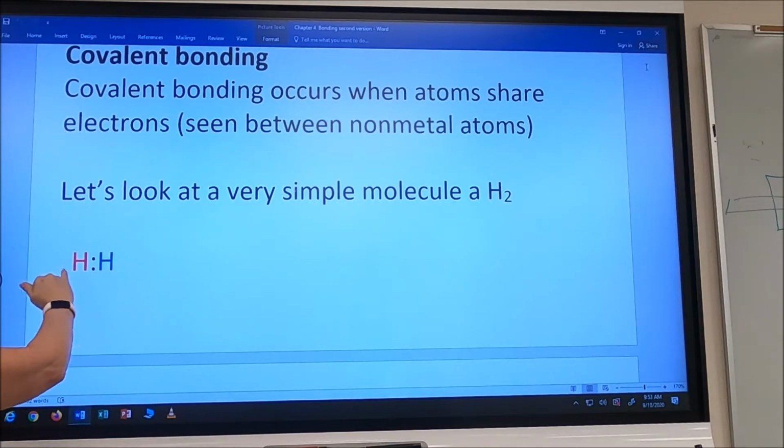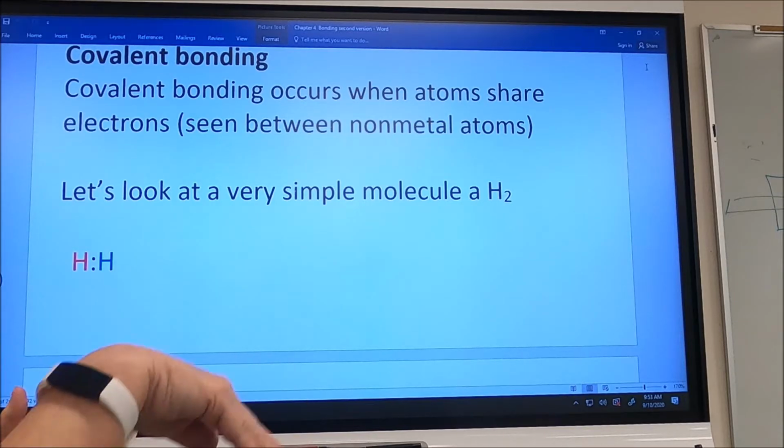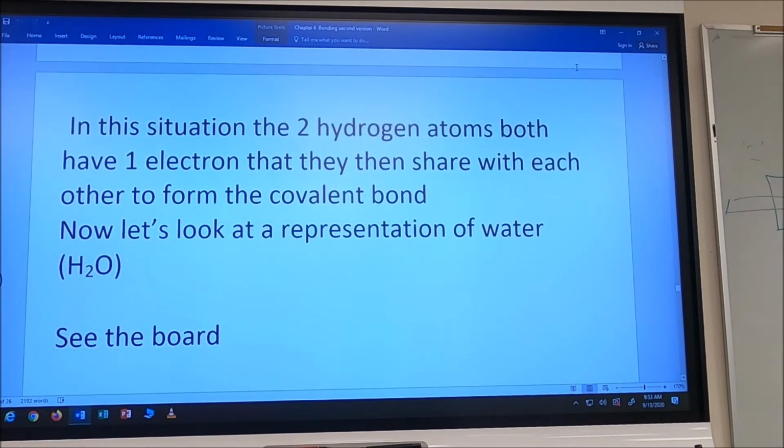Then we have two hydrogen atoms, each with one electron, and when they bond, each hydrogen brings one electron and they share them. Those electrons act as a bridge between those two hydrogens, and those two hydrogens are now connected just to each other. So covalent bonding is the sharing of electrons. In this situation, they both have shared the one electron.